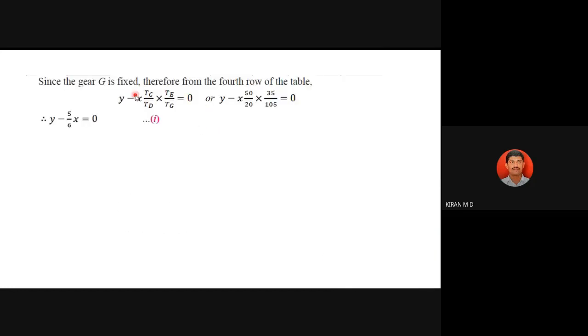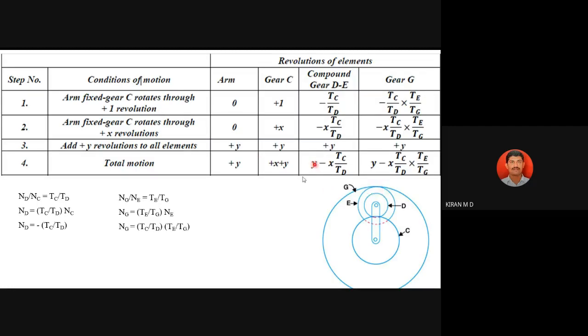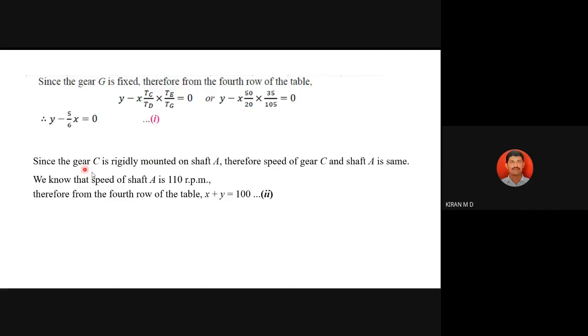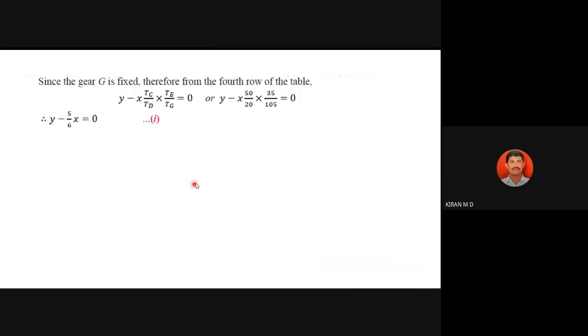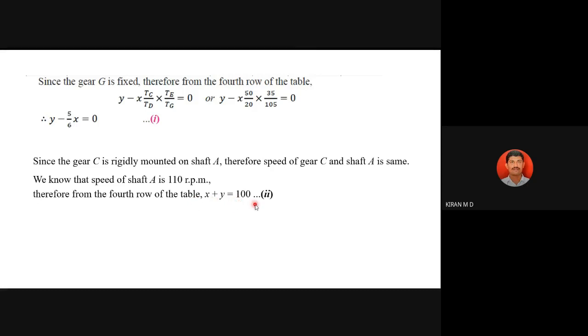So we are going to use that is equal to 0. So what is the speed of shaft as given? Since C is rigidly mounted on shaft A, therefore the speed of gear C and shaft A is the same. So we know that the speed of shaft A is 110 RPM. So what is the speed of gear C? Gear C is X plus Y. So X plus Y is equal to 100.